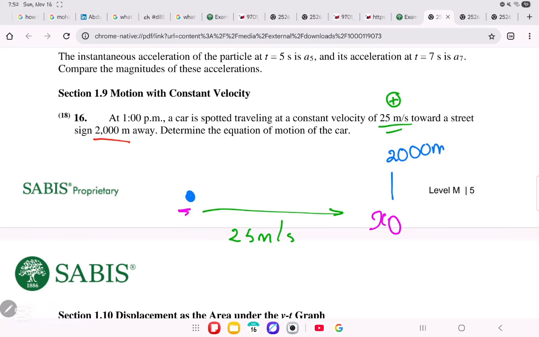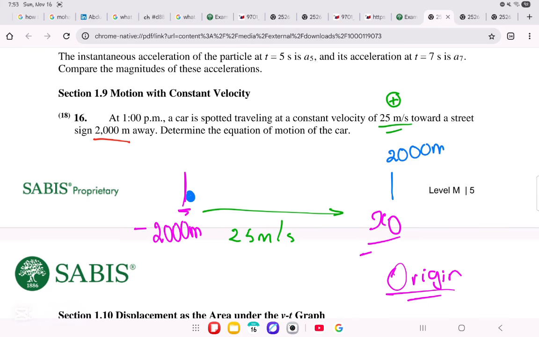From where I am over here, this would be what? This would be minus 2,000 meters, right? Because if this is my x initial and my origin, let us say, and I am behind it, to the left of it, that means my position is minus 2,000 meters away from it.